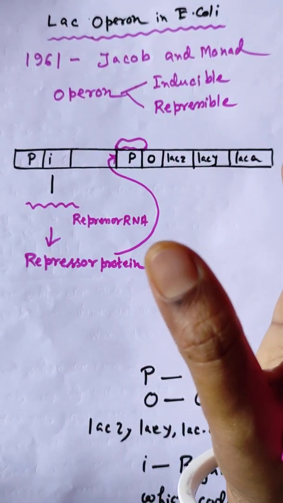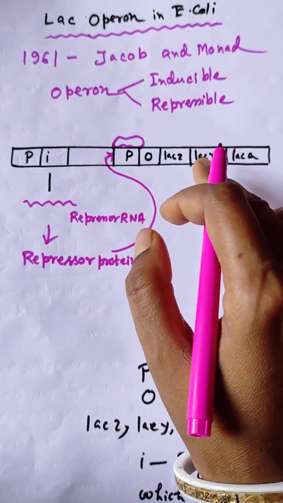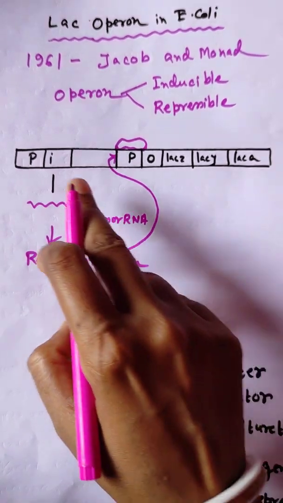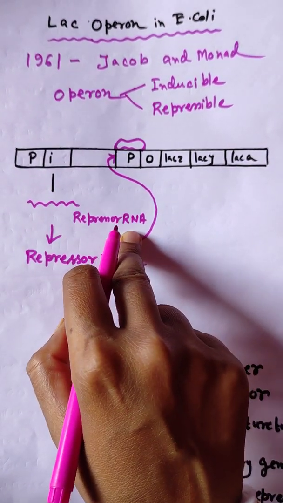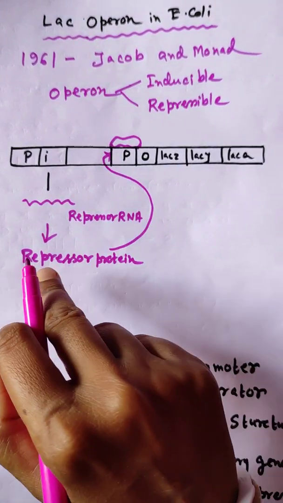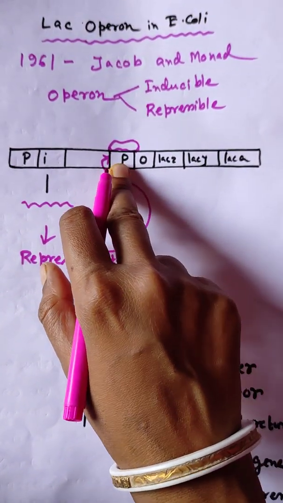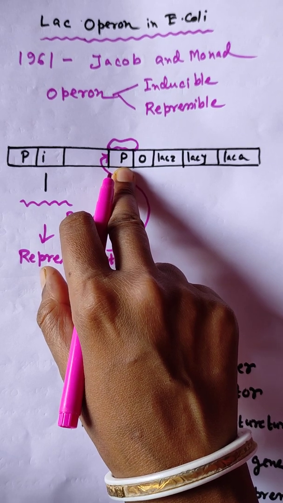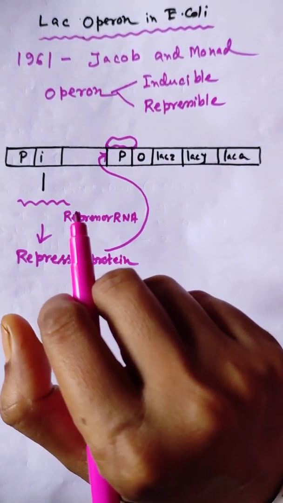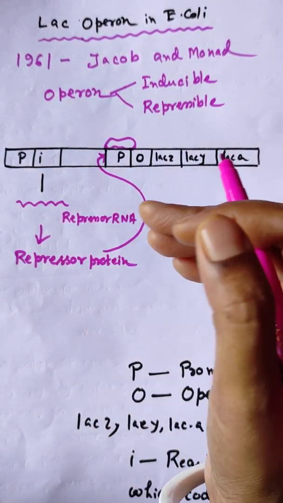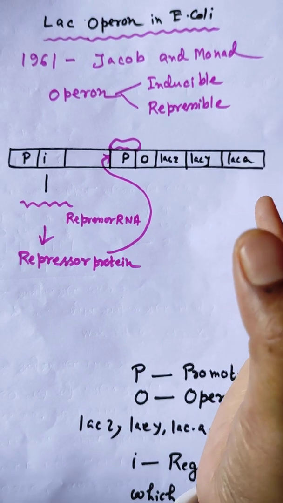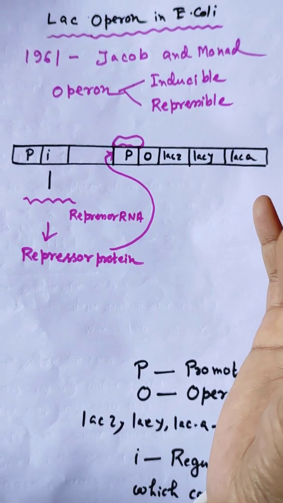In general, transcription is not possible here because of the repressor protein. Repressor RNA is transcribed and repressor protein is produced which binds to the promoter site, and structural genes are not transcribed and transcription is stopped. Actually lac operon is a switch off operon.